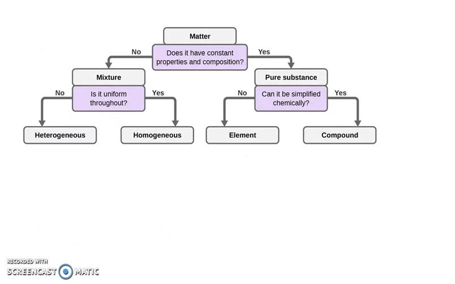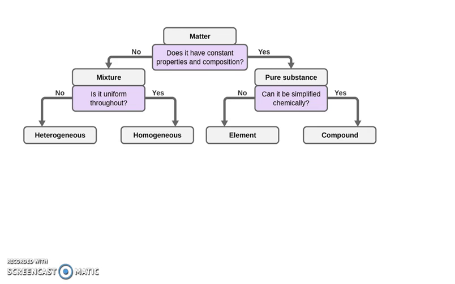So all of matter can be classified as either a mixture or a pure substance. By definition, a pure substance has constant properties and composition. Every sample of a pure substance you take, regardless of where it comes from or what sample size you have, the properties and composition are always going to be constant. A mixture, the properties and composition can change from one sample to another.